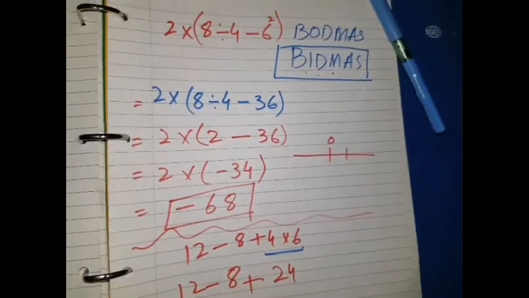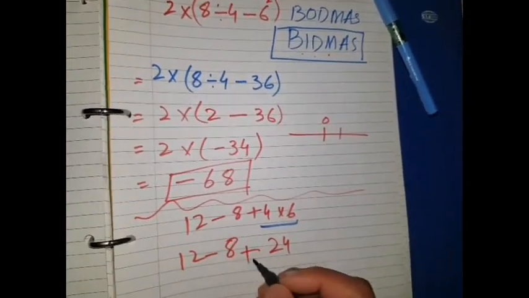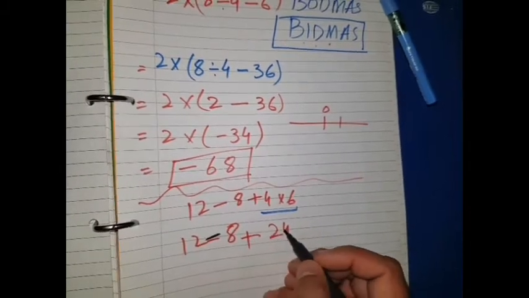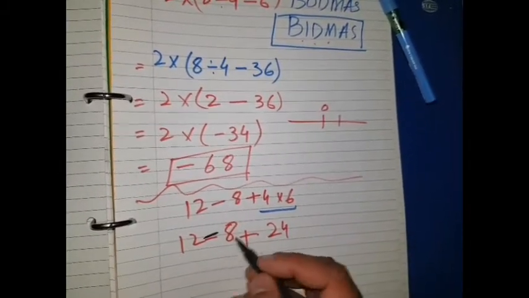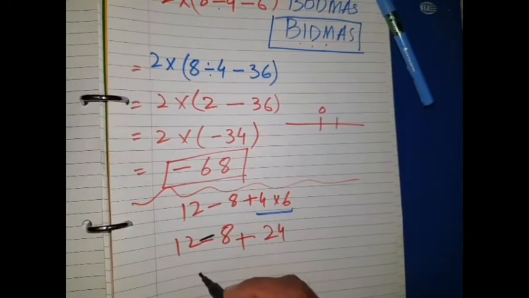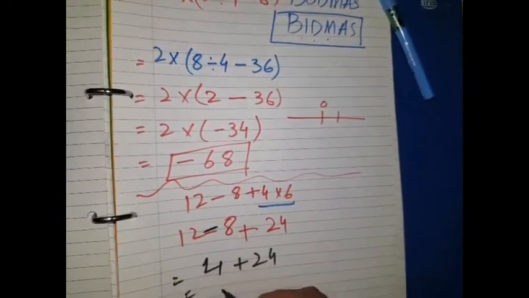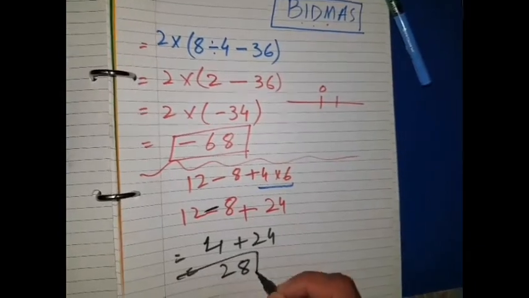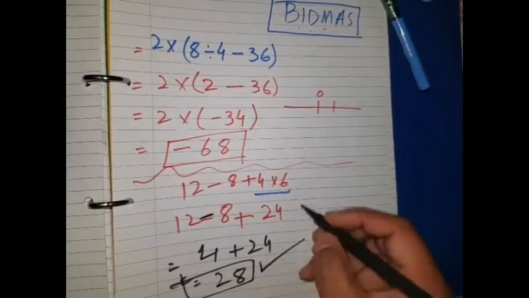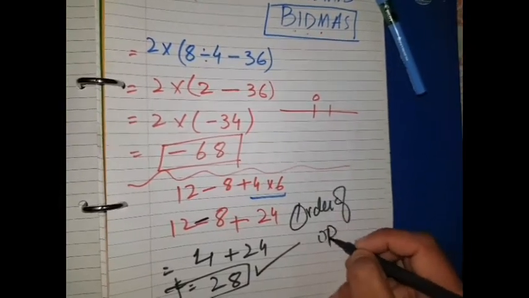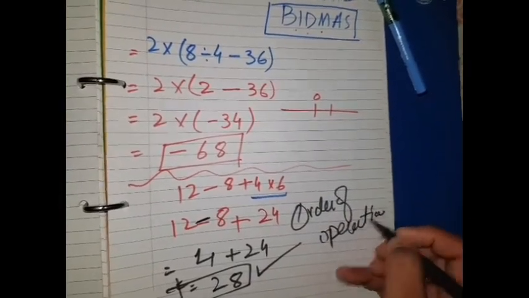Again and again I'm mentioning it, don't try to solve the whole thing in one step. Now, left to right. So 12 minus 8 is what? 12 minus 8 is 4, plus 24. This gives you 28 as your answer. This is something really important. You should know the order of operations. You should know how we work with it.